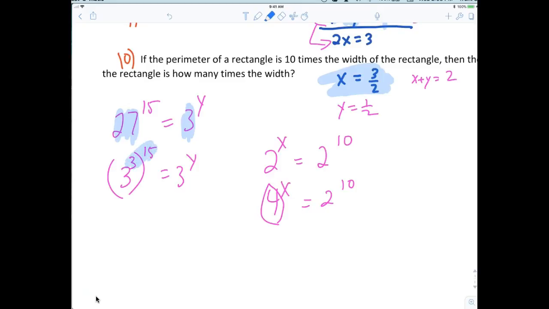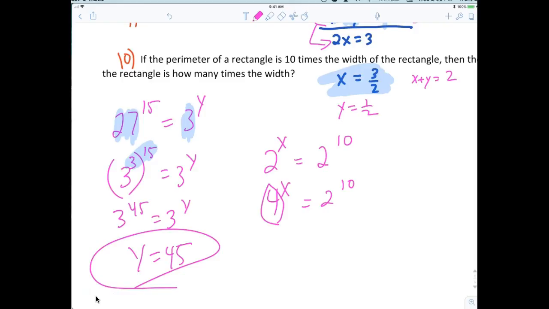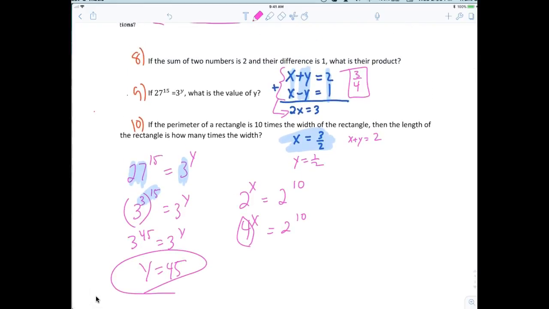Power to a power. What do I do? No, not add, because it's the parentheses. Multiply. Thank you very much. So that would be 3 to the what? 3 to the 45th equals 3 to the y. So y is 45. Is everybody okay with that? Put a little star by that one. That one's really hard. That's more of an Algebra 2 type of equation, but that's something you guys can handle.